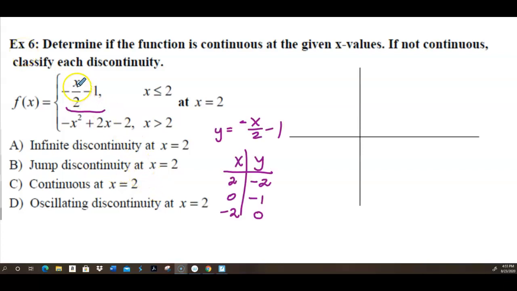Looking at the linear piece, negative x over 2 subtract 1, I picked values where x was less than or equal to 2. So I picked 2, 0, and negative 2. 2, I plugged it in for x. I got negative 2 divided by 2 is negative 1. Subtract 1 is negative 2. So if I graph that, it's right 2 and down 2.